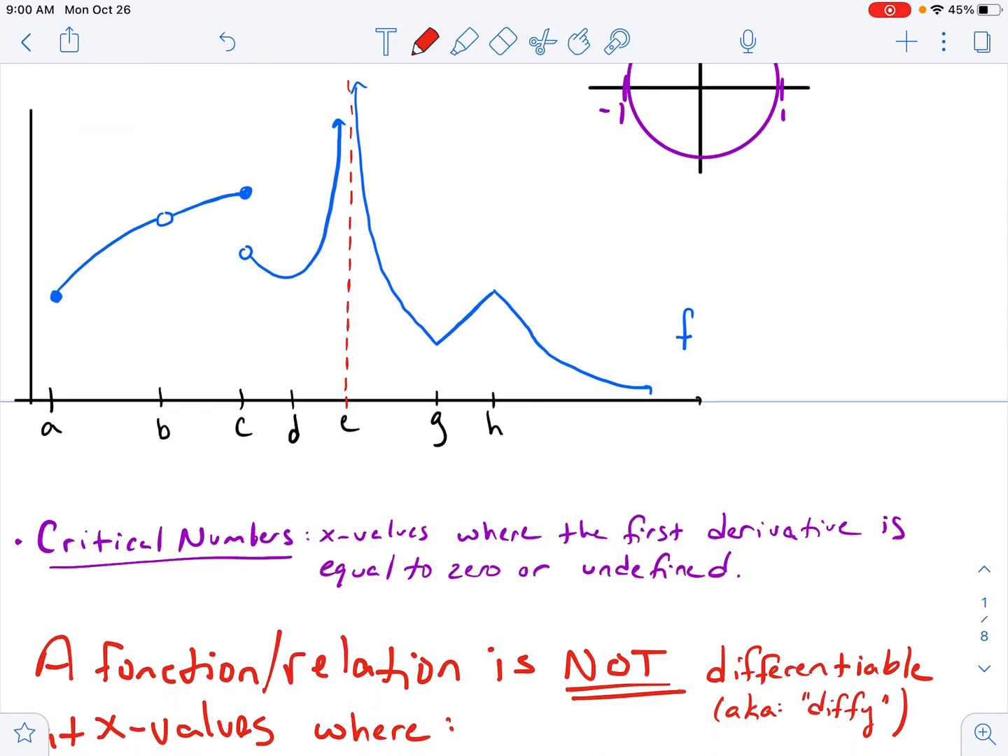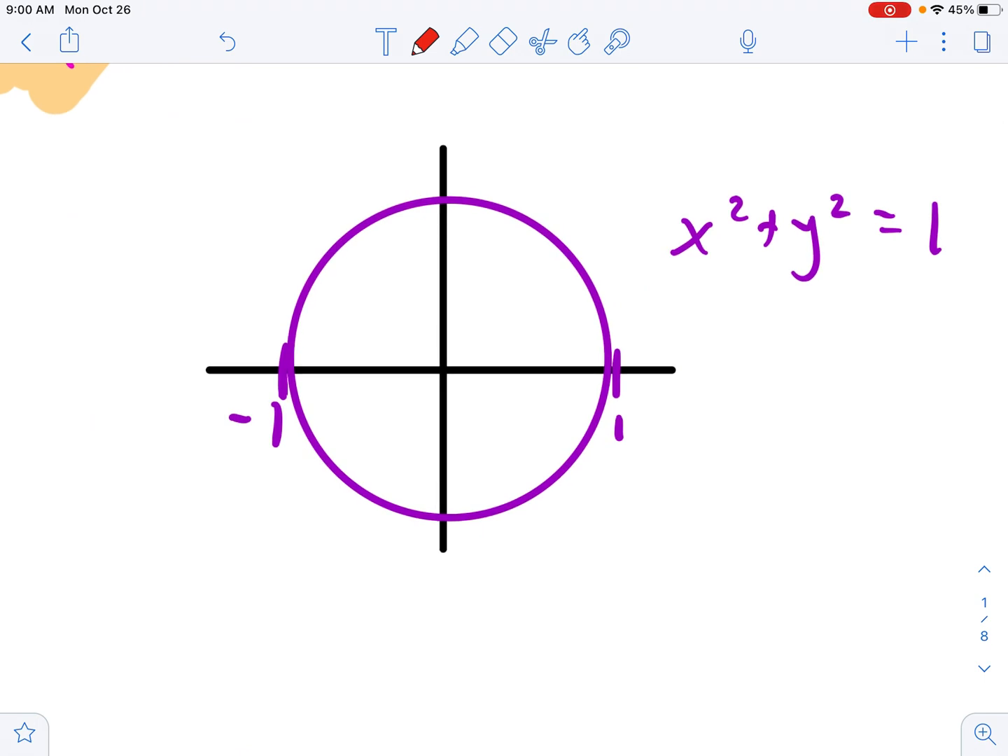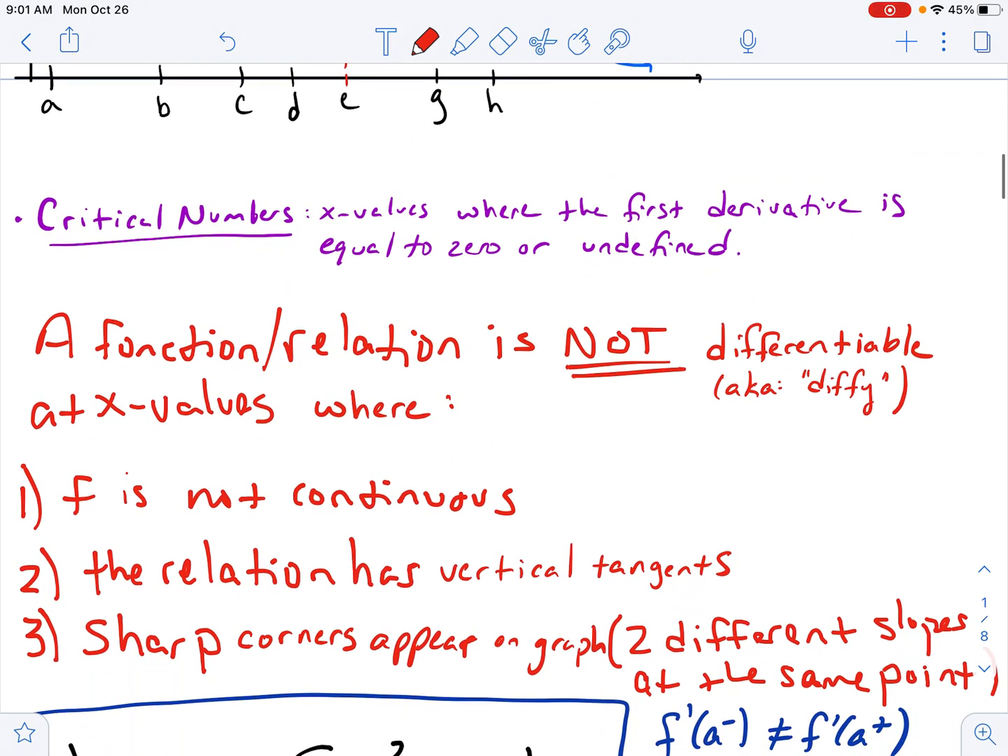So again, critical numbers are x values where the first derivative of our function or relation is equal to 0 or undefined, okay? There are certain times when a function or relation is not going to be differentiable. By the way, a relation is something like this circle, right? It's not a function. It fails the vertical line test, but we call these things relations. In fact, functions are relations as well. Anything that relates x and y or two variables are known as relations, okay? So, functions will pass the vertical line test, relations won't, okay? So just some terminology there.